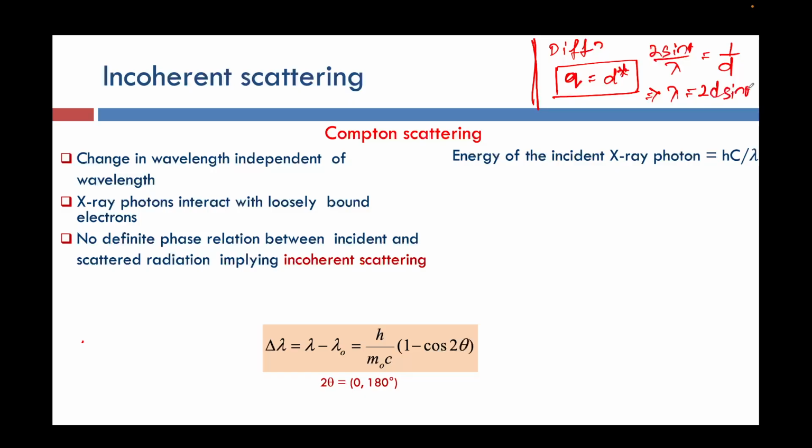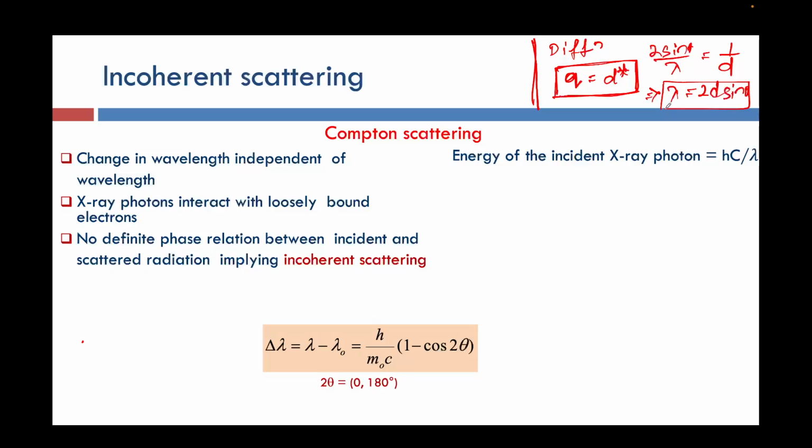So if anyone asks you what the condition for diffraction is, you should say that when the scattering vector is equal to the reciprocal lattice vector, then the condition of diffraction is met, and the equation is given by lambda is equal to 2d sin theta, or if you want to go for higher order reflection, then it is n lambda is equal to 2d sin theta. So up to this much we have studied.